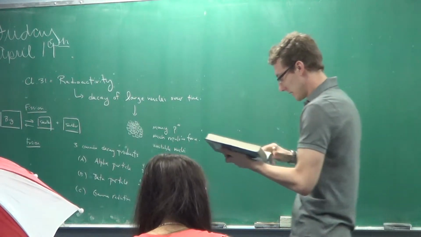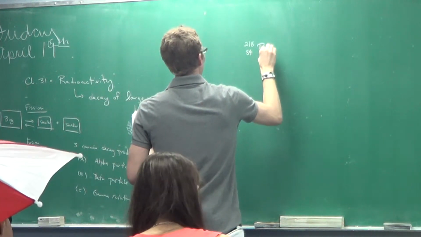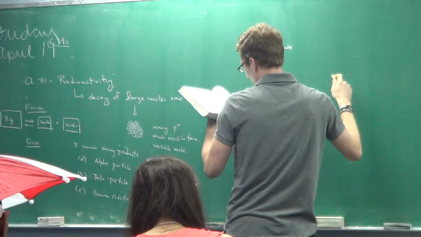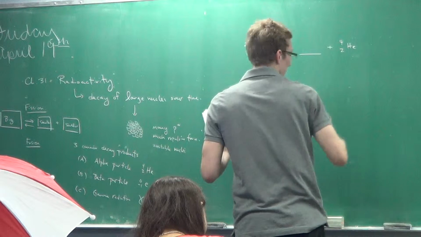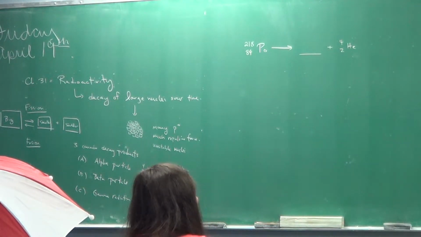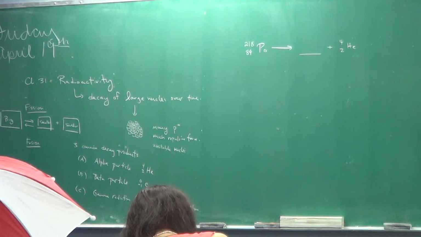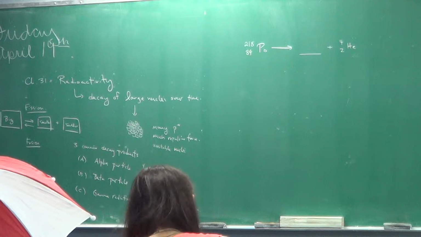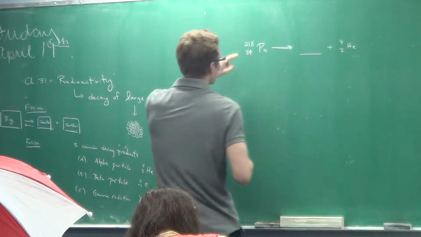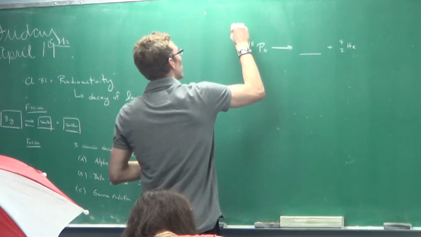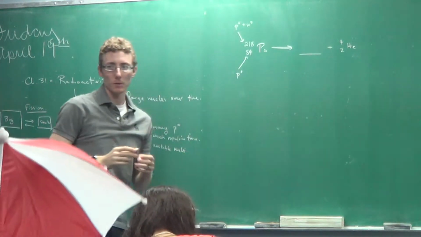Okay, let's check this out. What if we have this reaction? We start with polonium-218, and we form something plus an alpha particle. Now, we should be able to fill in the blank here based on the information that's given in the equation. Remember, the top number is the number of protons plus neutrons, and the bottom number is the number of protons.